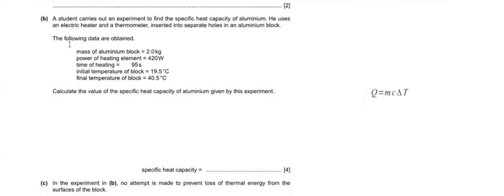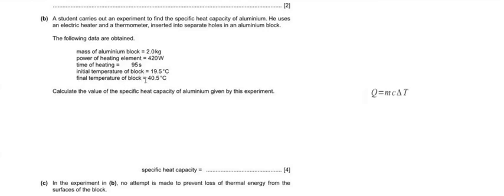The part B of the question: the student carries out the experiment to find the specific heat capacity of aluminium. He uses the electric heater and thermometer inserted into separate holes in the aluminium block. The following data are obtained. The mass of the aluminium block is given, that is 2 kilogram. The power of heating element is given, 420 watt. The time of heating is given, that is 95 seconds.